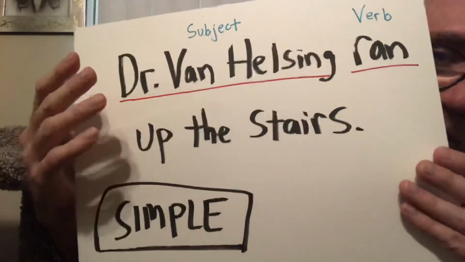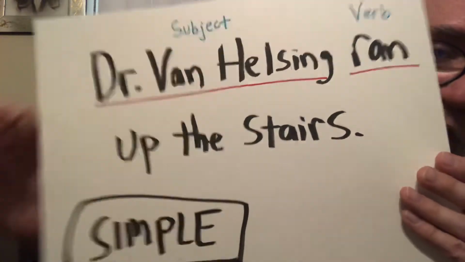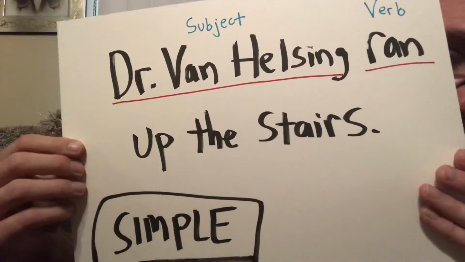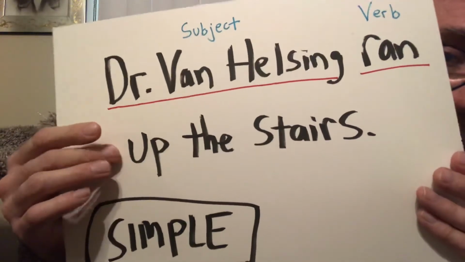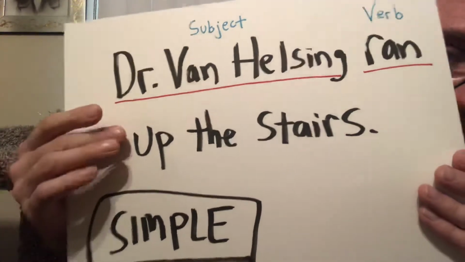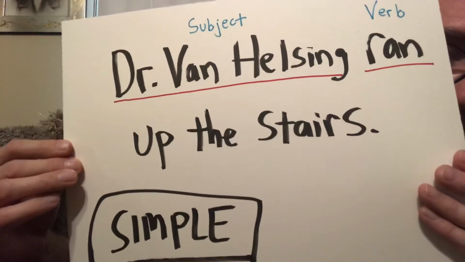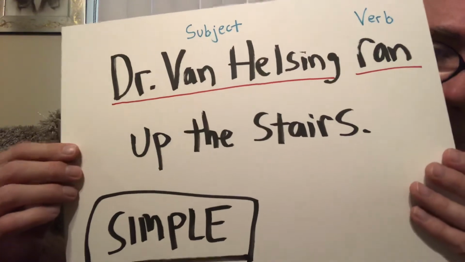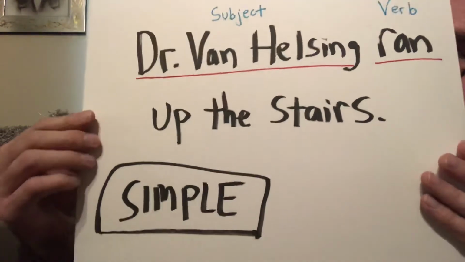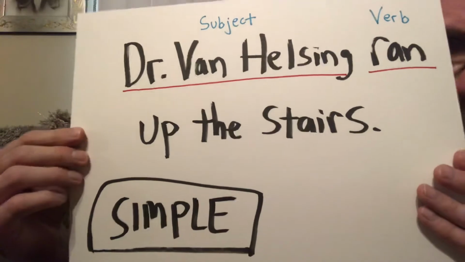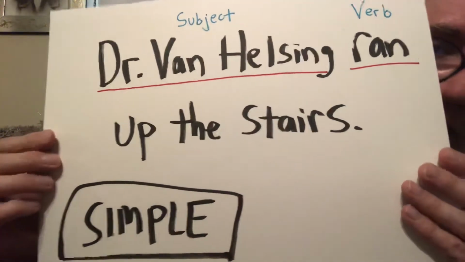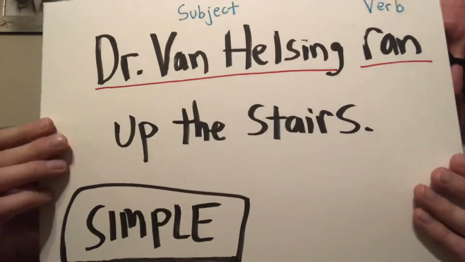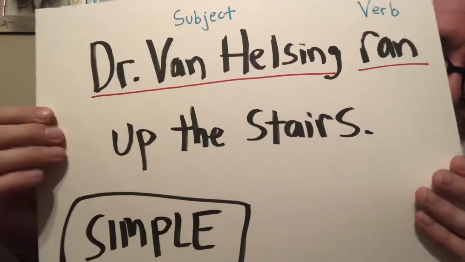So this is an example of what we call a simple sentence comprised of a single independent clause, basically a subject and a verb, and it is also a complete thought, and it can stand on its own. So we know this is an independent clause. If I say to you, "Dr. Van Helsing ran up the stairs," that's a complete thought, right? You're not sitting there going, is there some other part to that that I need to know about? So just keep in mind, grammatically, this can stand on its own, okay?